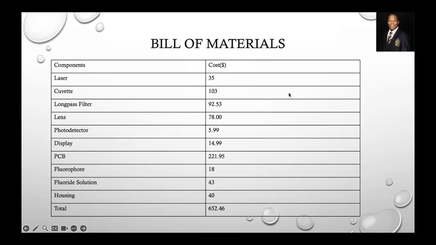BOM, also known as Bill of Materials. The cost for our components were $35 for the laser, $103 for the cuvettes. The long pass filter was about $93. The lens was $78. The photodetector was about $6. The display was $15. The PCB was around $220. Our fluorophore was $18. The fluorophore solution was $43. The housing was $40. Which was a total of $652.